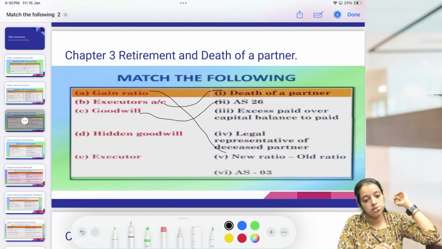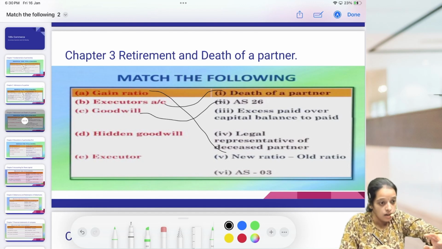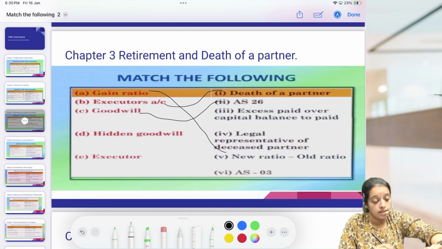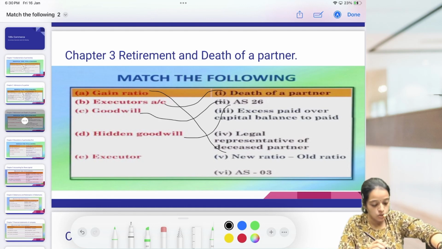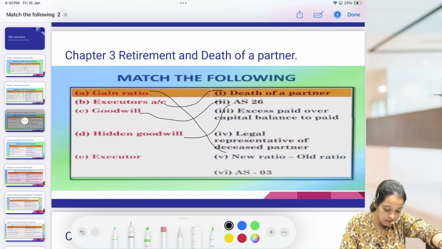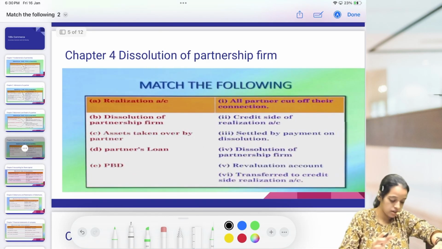Next, goodwill valuation is done as per Accounting Standard 26, that is the accounting standard for intangible assets. Hidden goodwill: the excess paid over the capital balance that has to be paid to the partner who is retiring. Executor: who is an executor? He is a legal representative of the deceased partner.